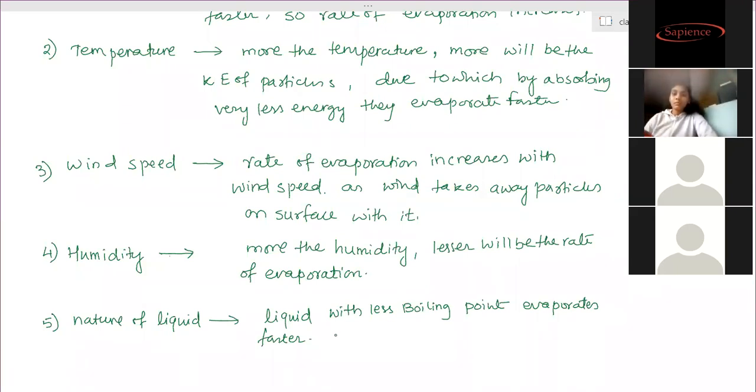Ma'am, is this volatile and non-volatile term comparative? Yes. Like acetone is more volatile than water. It's not that these are volatile and these are non-volatile. Substances are compared as more or less volatile. And volatile and non-volatile means the substances which evaporate and the substances which won't evaporate.